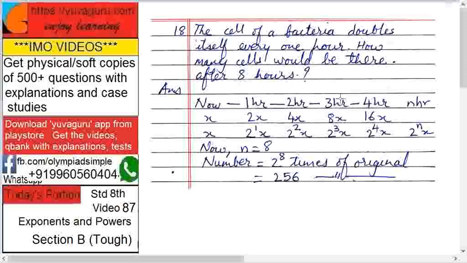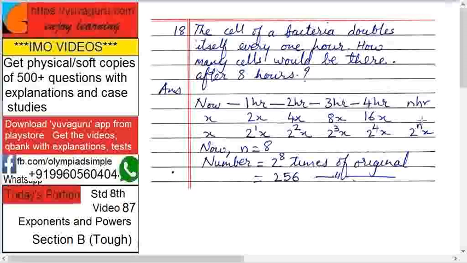What we want? 8 hours. N hours, 2 raised to n. So at 8 hours, it will be 2 raised to 8. Right? So 2 raised to 8 into x. Now what does it mean? It means it is 2 raised to 8 times that of the original number. Right? Because that's what is there. 2 raised to 8 into x. X is the original number.